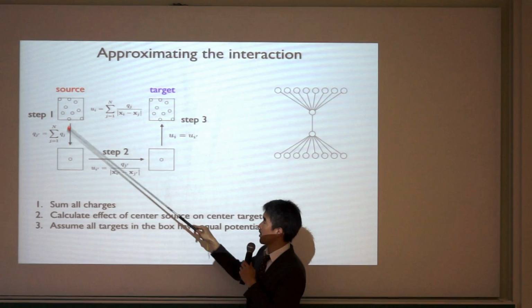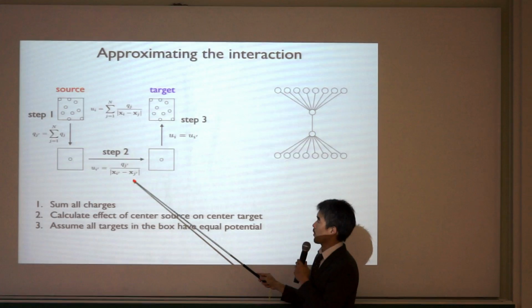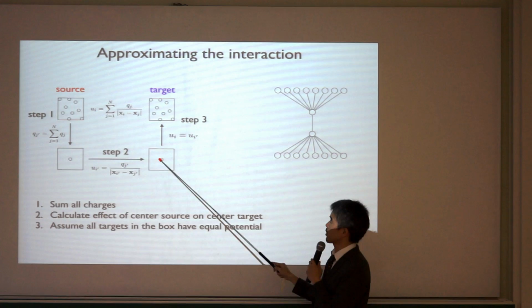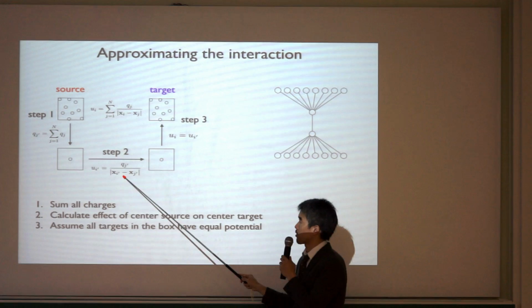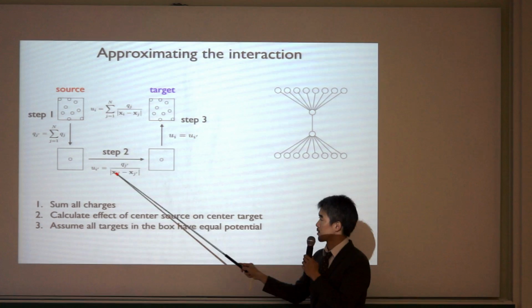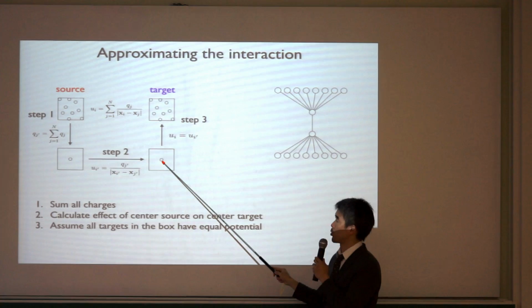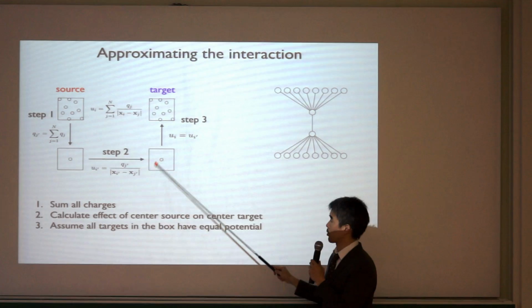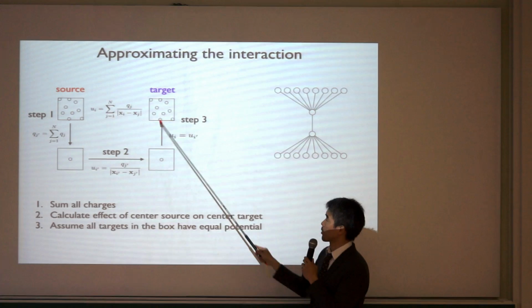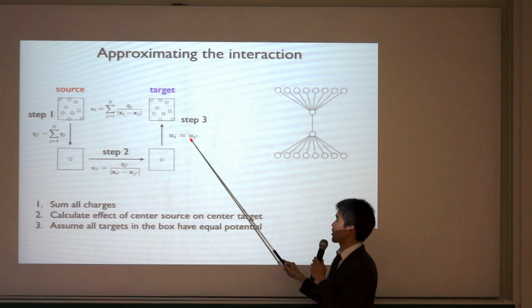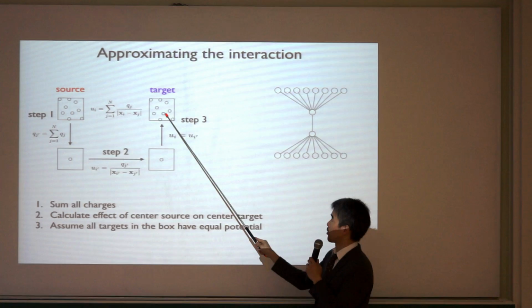Then you calculate the effect of that qj prime using the distance between the two centers of these boxes. This point here is at the center of this target box. So you're calculating the distance between the two centers, xi prime minus xj prime. And then you say that is the potential that's induced on roughly this entire area. So ui prime that's induced here is equal to everything here. Everyone is feeling roughly the same effect, so I'm just going to substitute ui prime, the potential here, to all the values here. They're all the same potential.